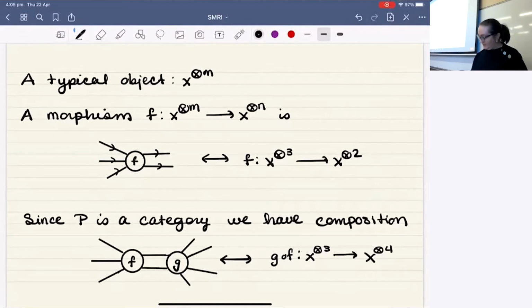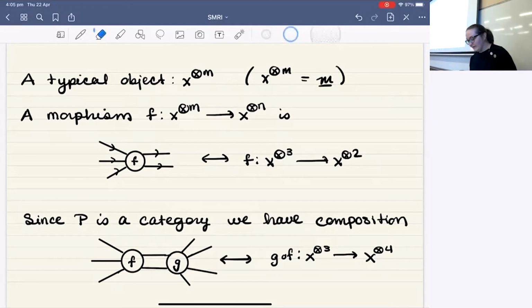Since there's some category here surrounded, a lot of people tend to suppress the generator in category theory and just write this. But the generator is important in this sort of topological context, so I'm keeping track of it. So the morphism is just something that goes from X tensor M.